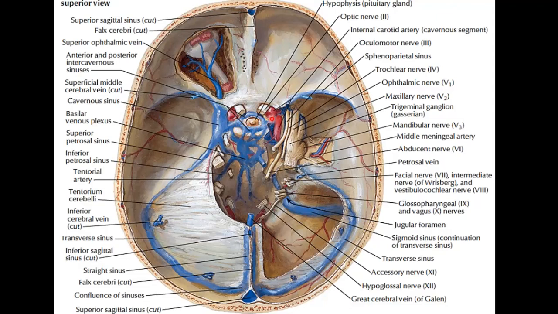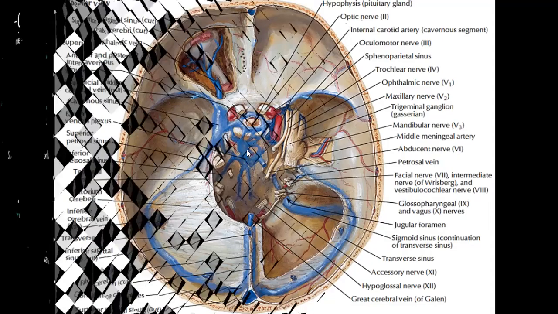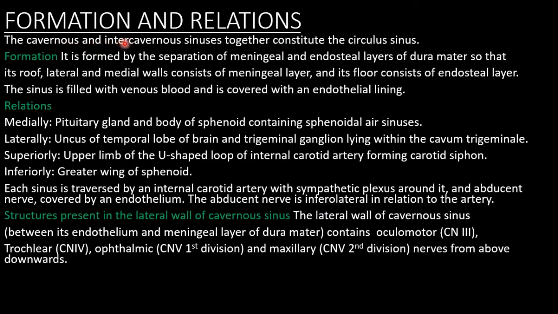Okay, so now the cavernous sinuses together with these intercavernous sinuses form a structure known as the sulcus sinus. Okay, now the cavernous and the intercavernous sinuses together constitute the sulcus sinus. Now, how is it formed?